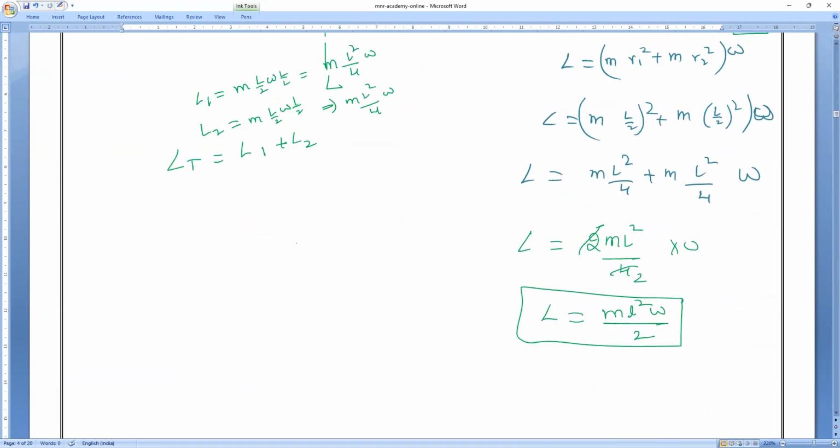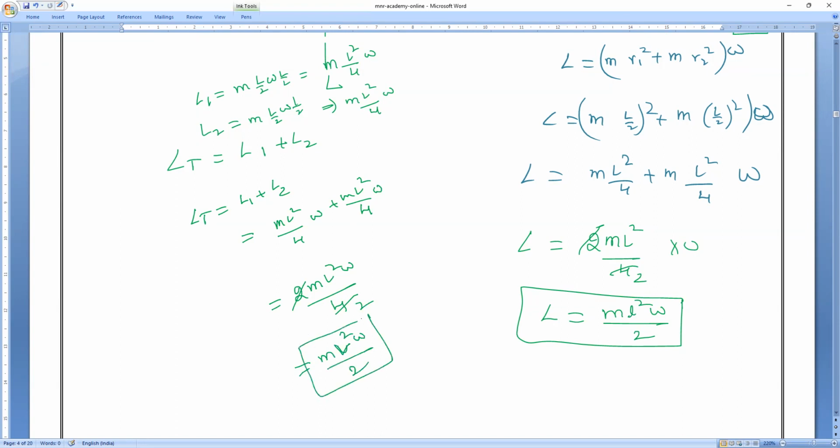So now what will happen, everybody? If I add, total is L1 plus L2, which is equals to ML square by 4 omega plus ML square by 4 omega, which is equals to 2ML square omega by 4. So 2 ones are 2, twos are 4. You'll get ML square omega by 2. So whatever the way you solve, you'll get finally the same answer. You can calculate the total inertia at a time, or you can solve individually. Both cases you will get the same answer.